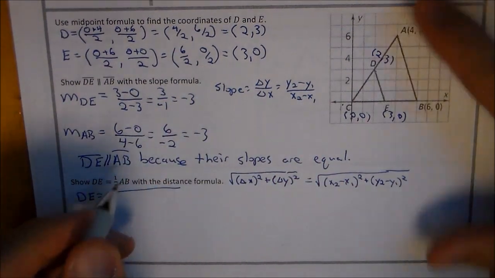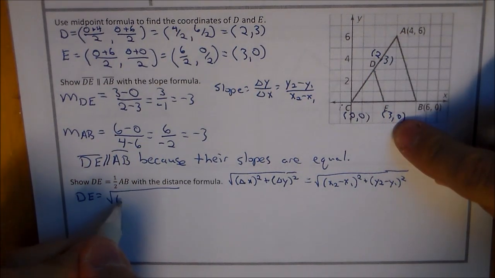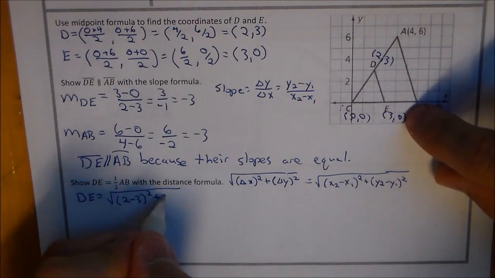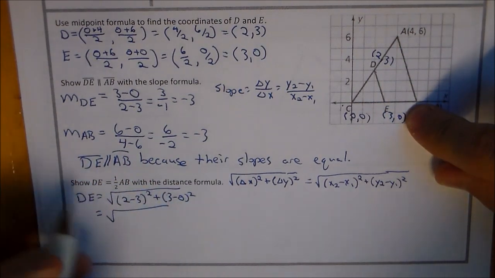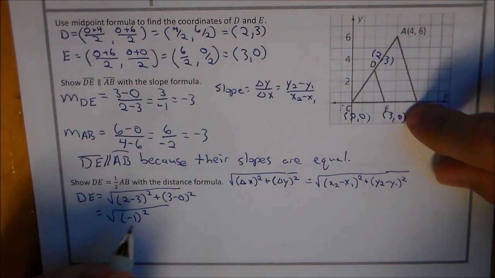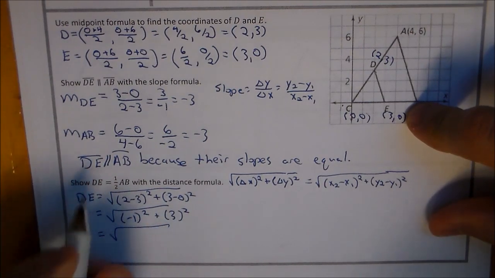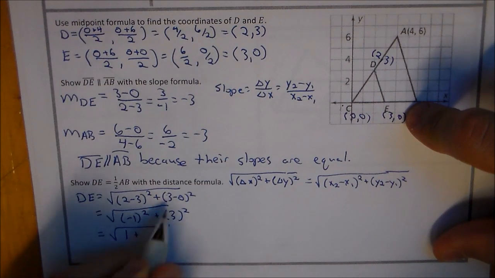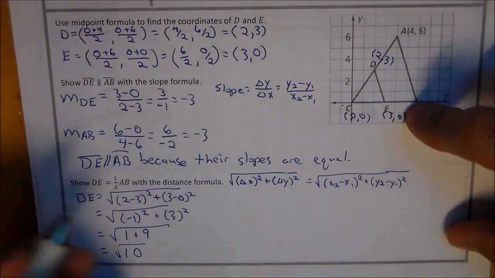So for DE, from D to E, my x values go 2 minus 3, that quantity squared, and then 3 minus 0, that quantity squared. This gives me the square root of 2 minus 3, which is negative 1 squared, and 3 squared. Whenever we square a negative, we have to make sure it's the positive result. So negative 1 squared is 1, 3 squared is 9, and we get the square root of 10.